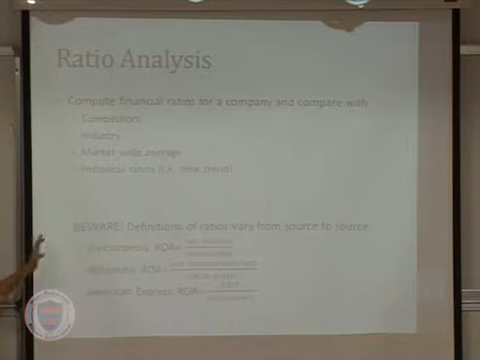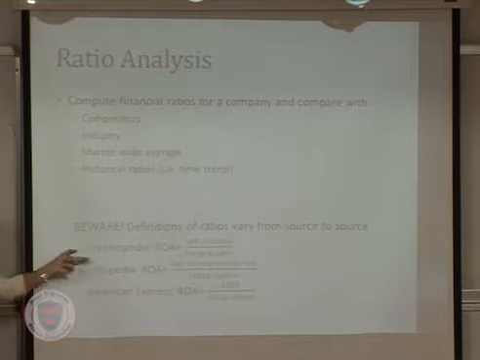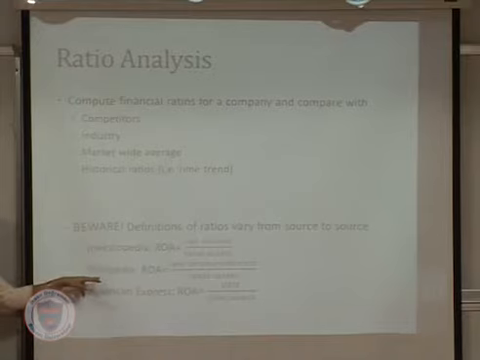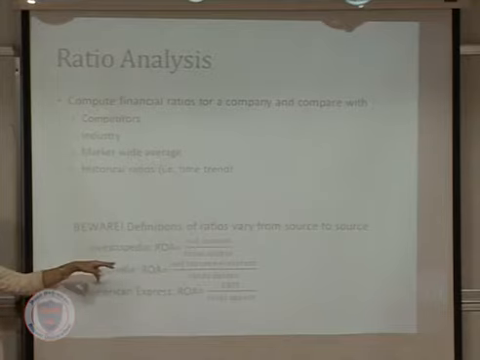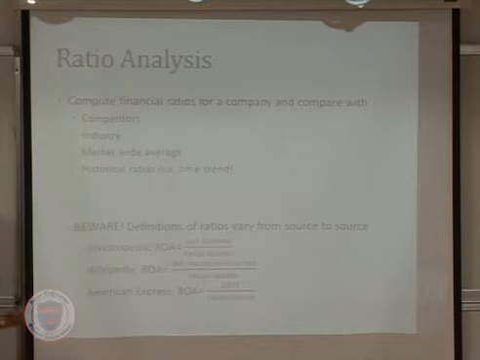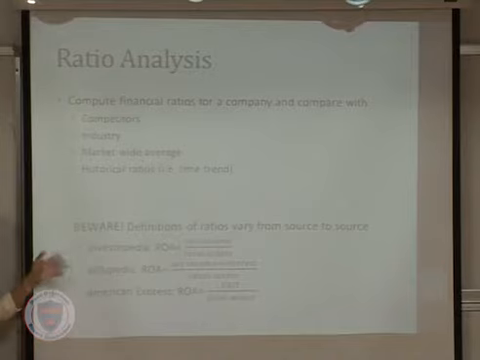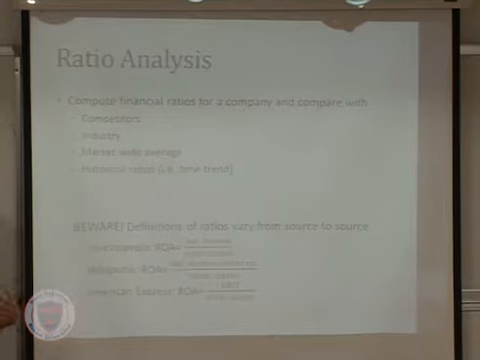Another thing is that the definitions of ratios may vary from one source to another. So it's not a mistake. If you look at it, Investopedia gives return on assets as net income over total assets. Wikipedia, on the other hand, you're probably very familiar with this, gives net income plus interest over total assets. If you look at American Express, how they calculate return on assets, they do EBIT over total assets. So these are different definitions. It doesn't mean that one is right, the other one is wrong. You should just know what the definition is.